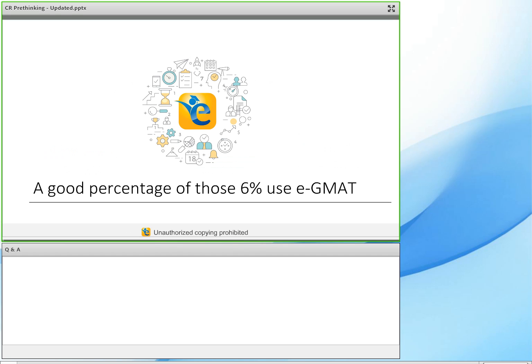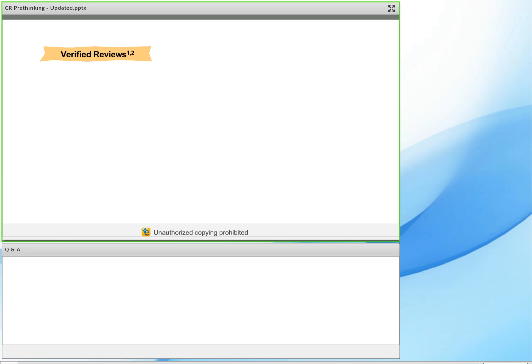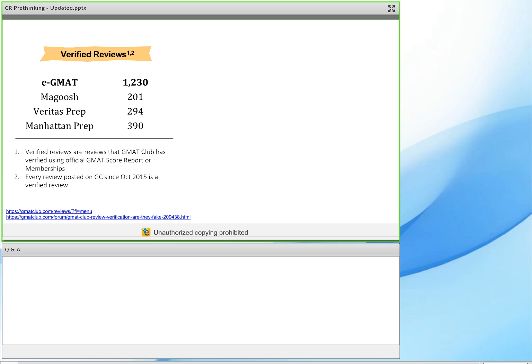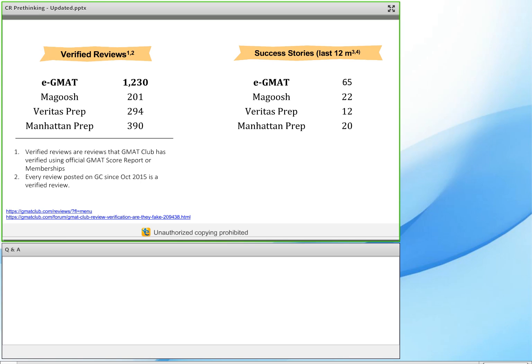So what is it people who actually get to these scores do? A good percentage of them basically use e-GMAT. Why do I say that? When you look at the key stats on some of the leading forums, one is the number of verified reviews, and the second is the number of success stories posted in the last 12 months. What you're going to find is that more students have posted reviews for e-GMAT than have posted for other major prep companies, and more success stories mention e-GMAT than do mention other prep companies. In fact, if you look at April on GMAT Club, what you're going to find is about 70% of all success stories that were posted in April mention e-GMAT as the reason for the success.